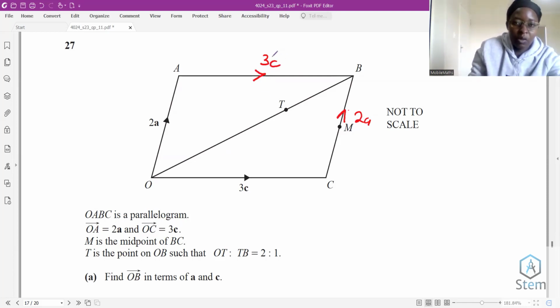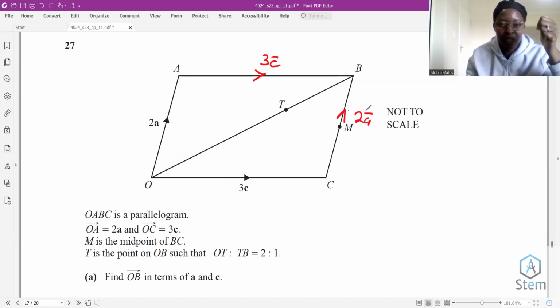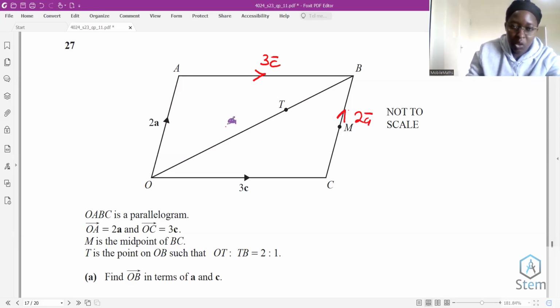If you are writing, you can write a dash on top there to show that it is a vector. Then we are also given that M is a midpoint on BC. Okay, fine. Then T is on OB. Fine. Then we are given that OT to TB is 3:1. So this is 3 and this is 1. So our total ratio there is 4.